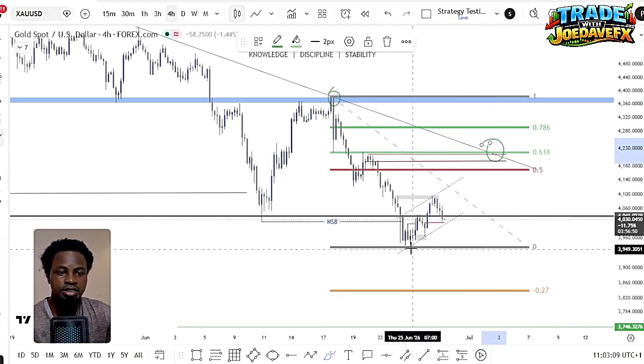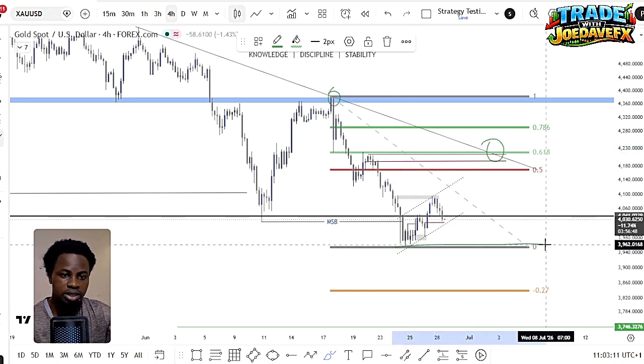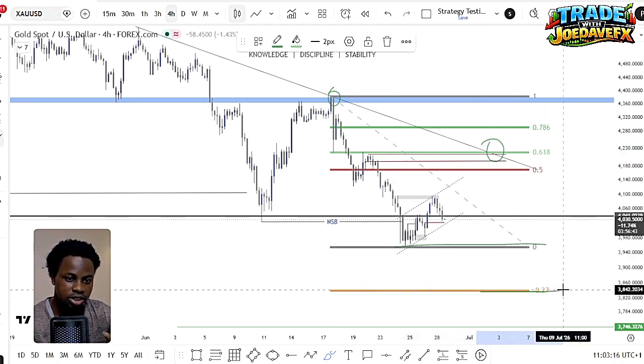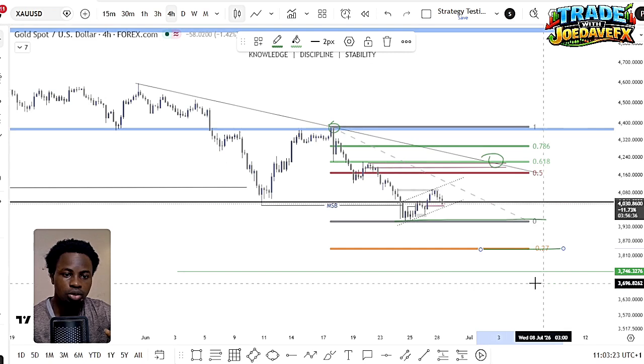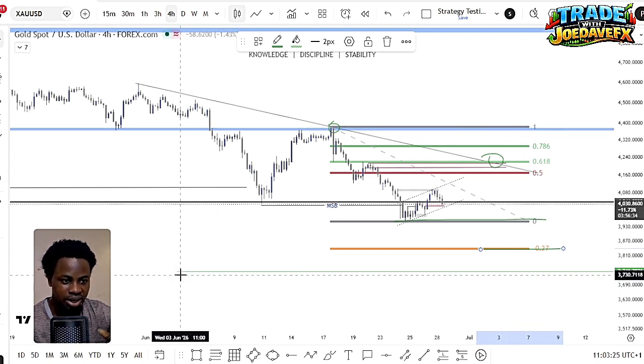Now the first level target remains at the very obvious low where price reacted from, which is sitting on about 3,009, and the second level target you want to go for is the Fibonacci extension, which is sitting on about 3,840. So once you take these two targets, then you can start saying you want to go for this next one, which is my green bar I marked here.